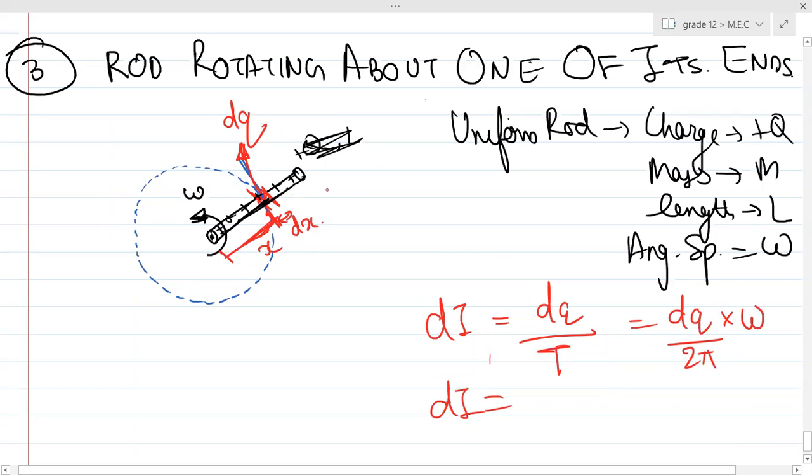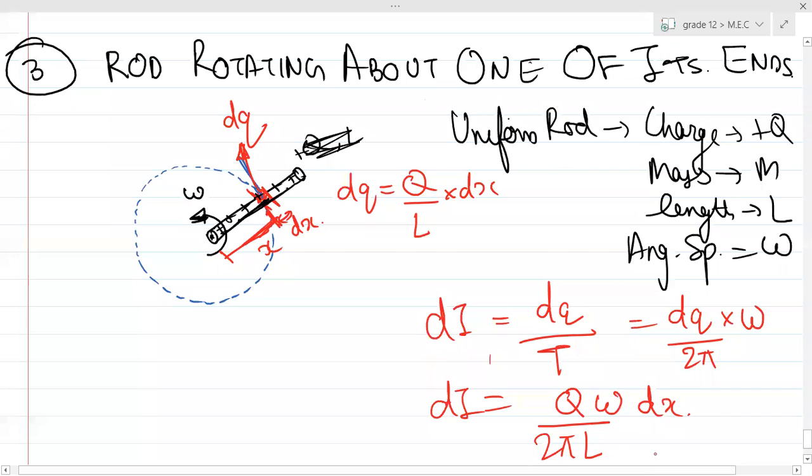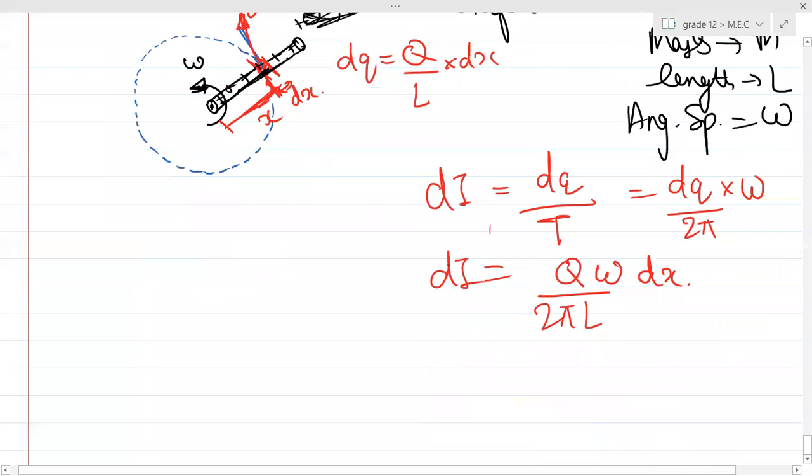Now, when we choose the small element, can you see over here dq will be equal to q divided by L multiplied by dx? Yes or no? Can I write this over here? Yes, sir. Q by 2 pi L into omega into dx. Will this be your current?